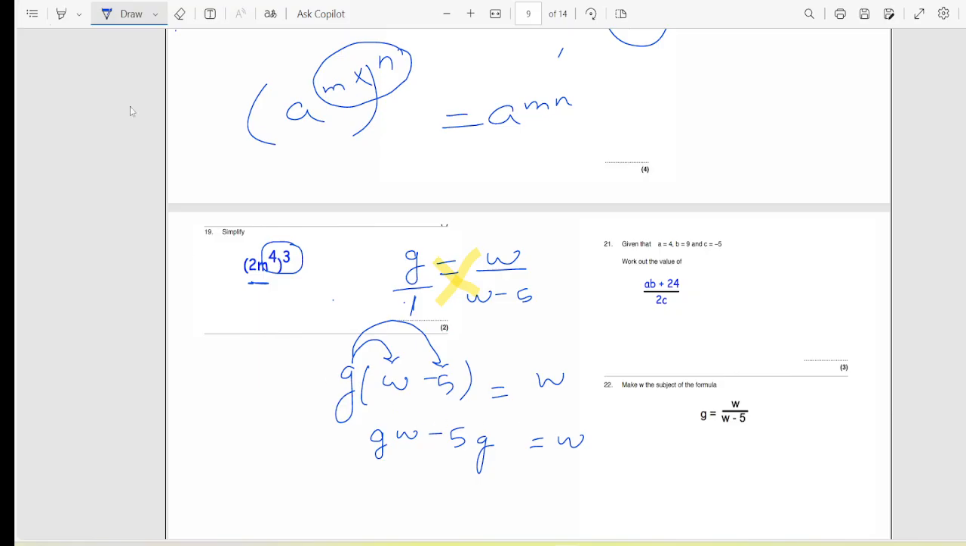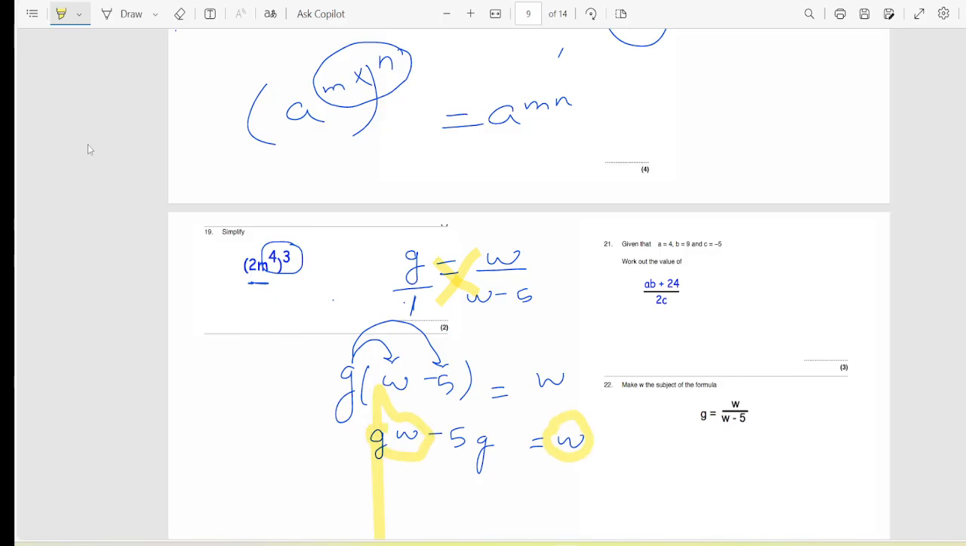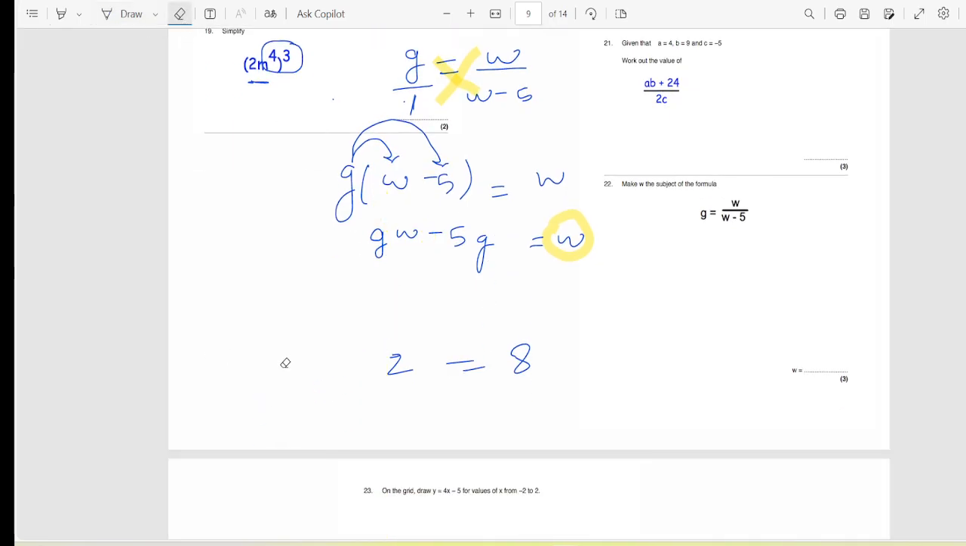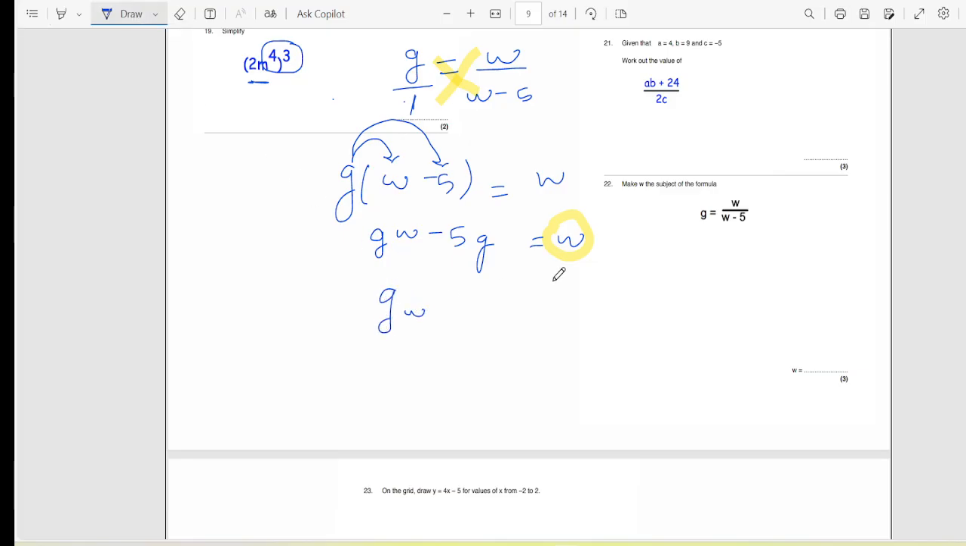We need to take the W terms to one side. This is the W term and this. We need to take them to one side, right? So these two W terms I'm taking to one side. I bring this W term to this side. This is positive, so it will become negative. This is negative, so with the opposite operation we move it to the other side of the equal sign. This becomes positive 5G.